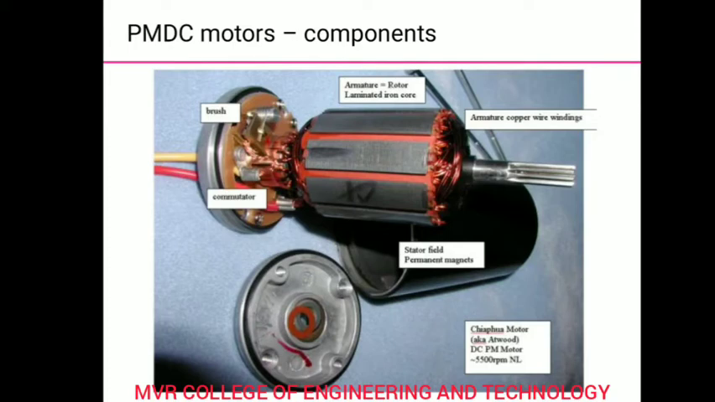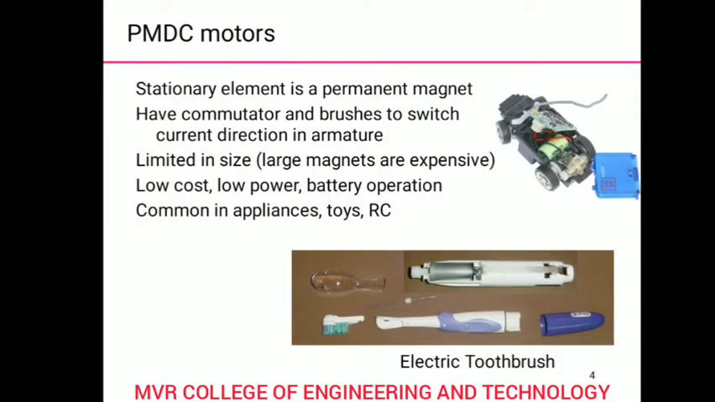Brushes will collect the current, and the commutator will convert AC to DC and DC to AC, vice versa. And you have a rotating shaft here. The DC supply is given to the rotor winding. The rotor winding gets excited and produces an EMF. Okay, let us go for the next slide.